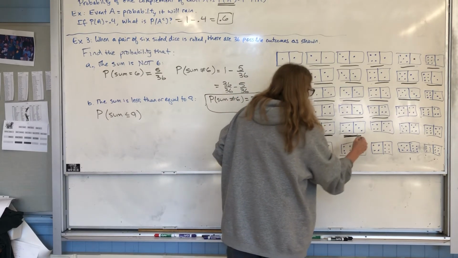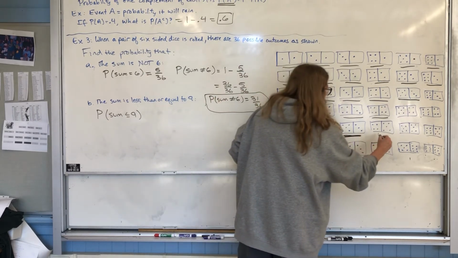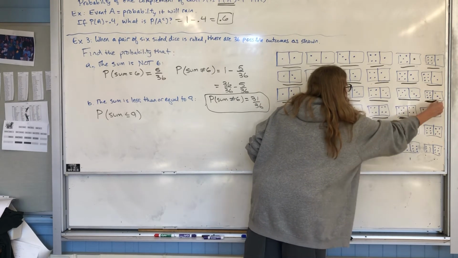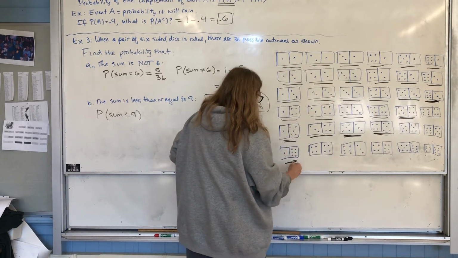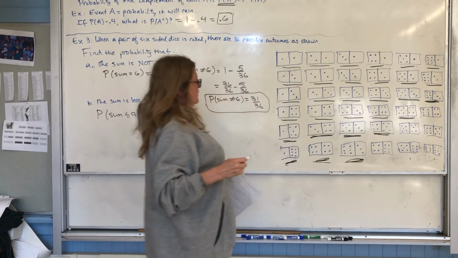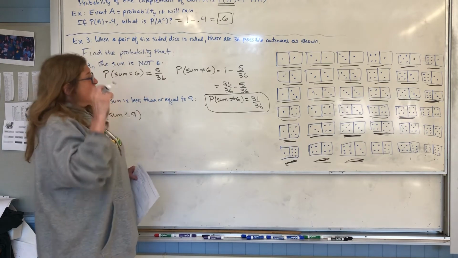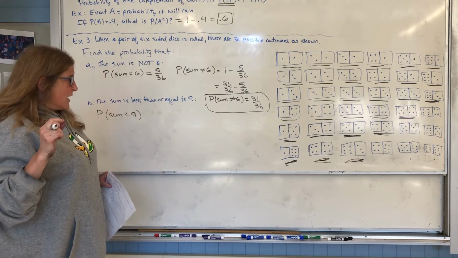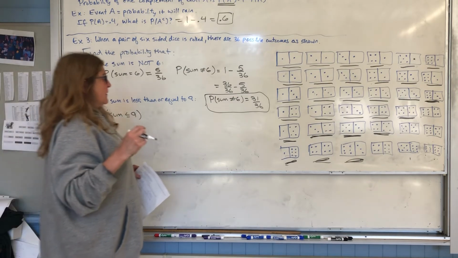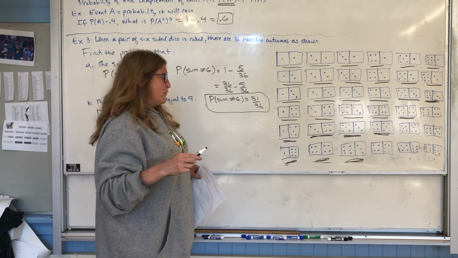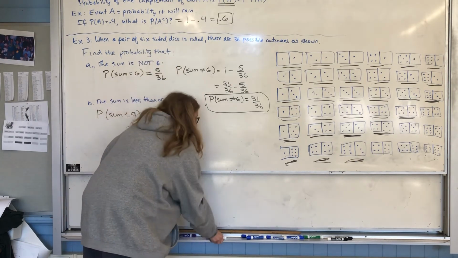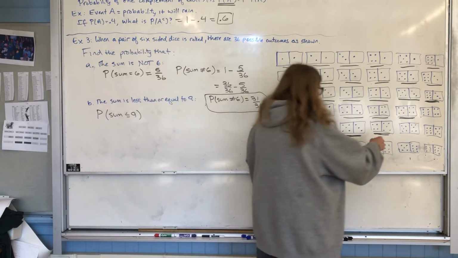Might have been good to do the complement on this one as well. So I just underlined all of the ones that have a sum of 9 or less. Did I get them all? Yes, I did. So again, it might be useful for us to count the ones where the sum is not 9 or less. So I'm going to circle the ones here.